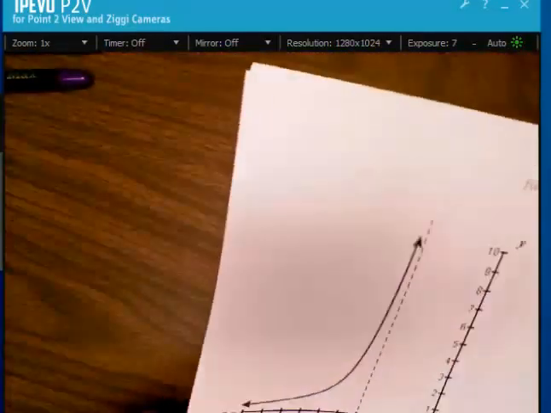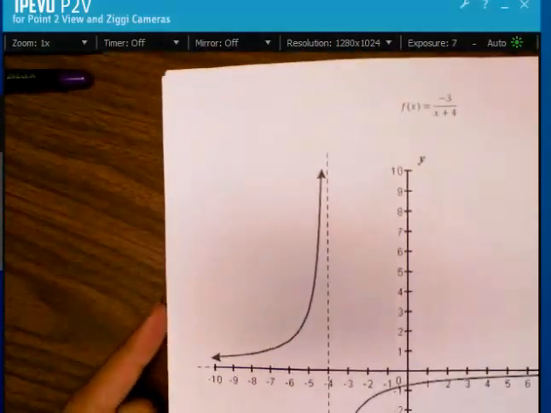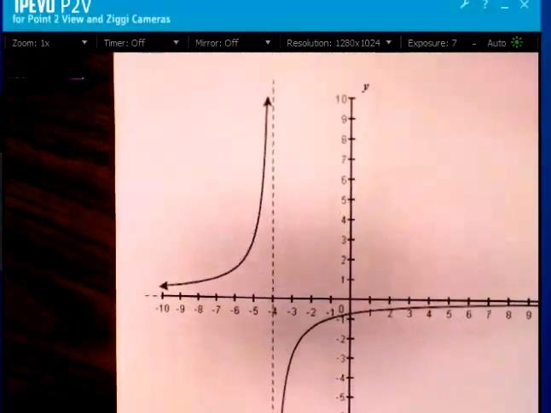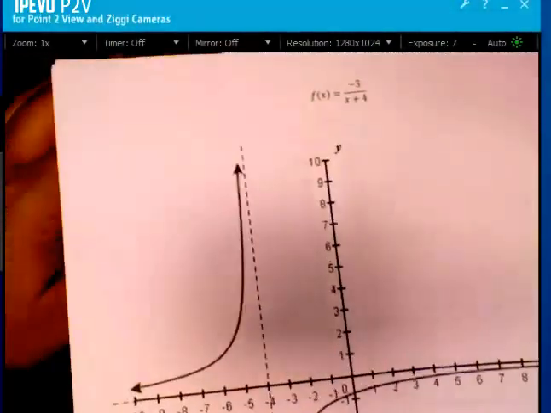What I want to look at next, actually let's keep this here. Okay, so here we've got another function. I'm going to try to zoom out a little bit. Hold on one second.